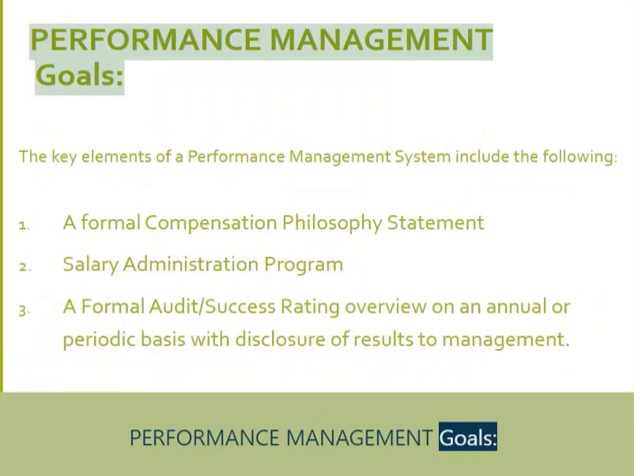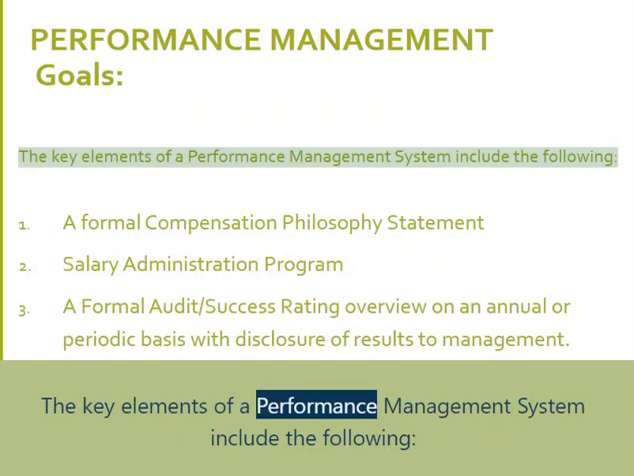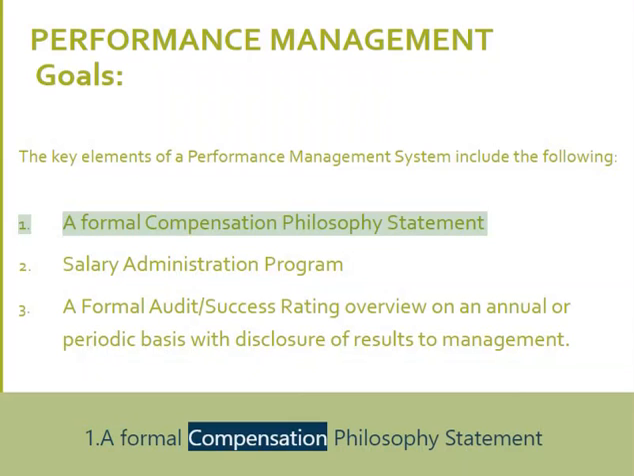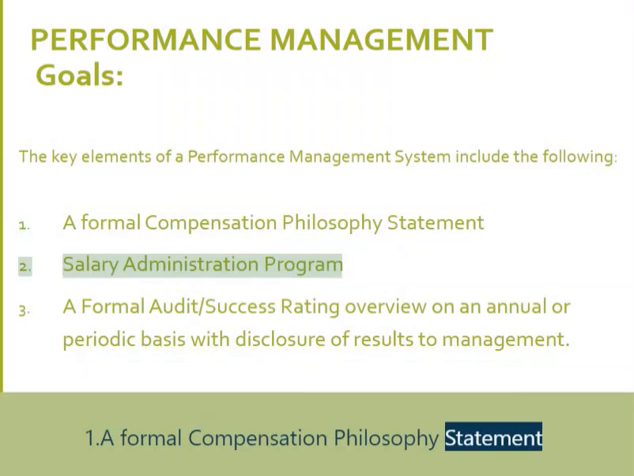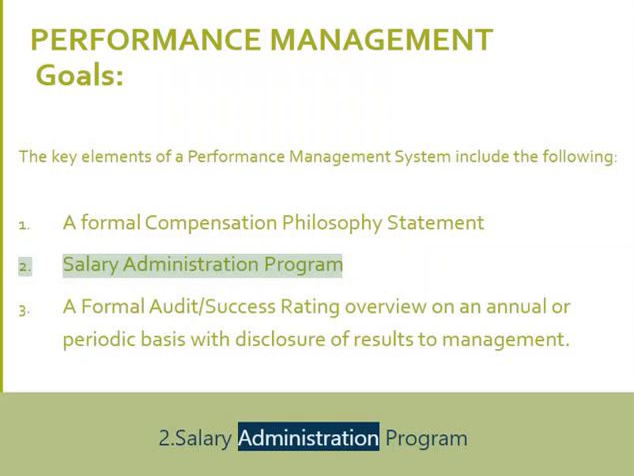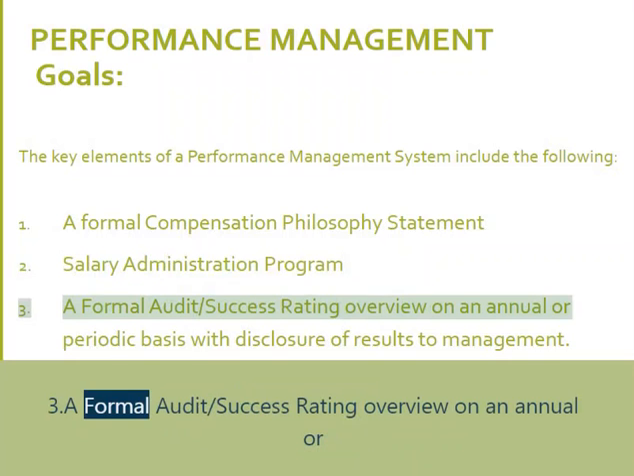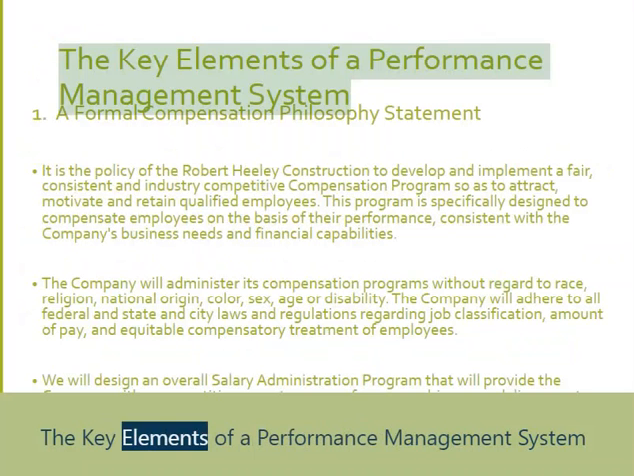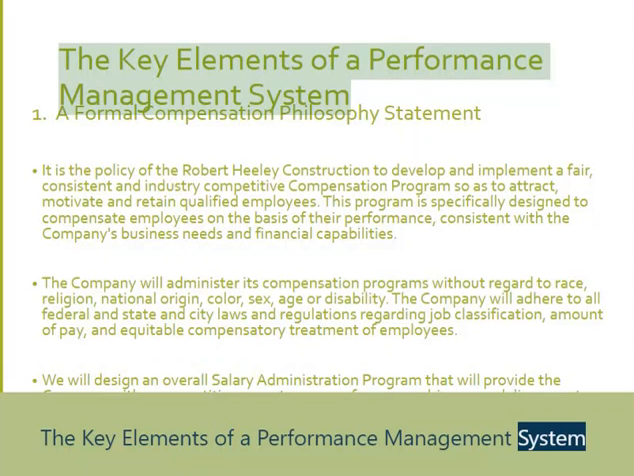Performance management goals. The key elements of a performance management system include the following. 1. A formal compensation philosophy statement. 2. Salary administration program. 3. A formal audit success rating overview on an annual or periodic basis with disclosure of results to management.